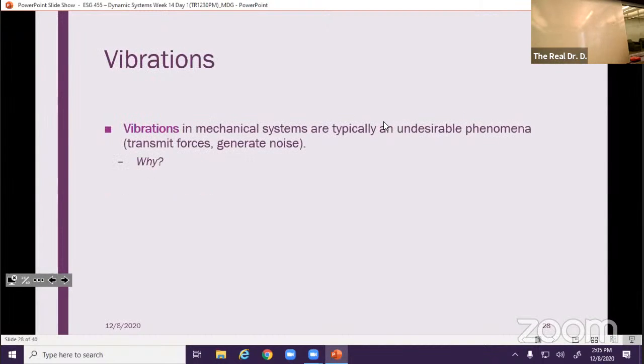Vibrations in mechanical systems are typically an undesirable phenomenon, right? They transmit forces, they generate noise. Why don't we want vibrations? What's wrong with having vibrations? What makes them undesirable?